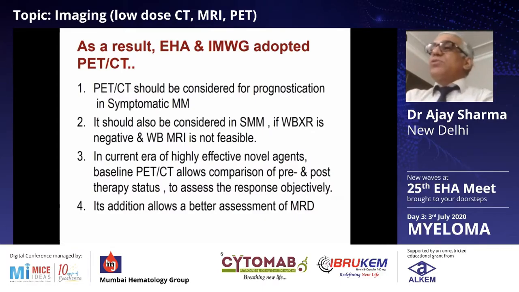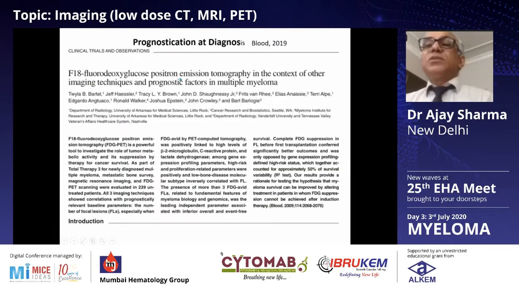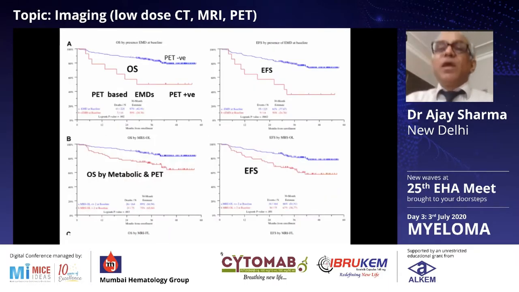It can be used in the prognostication of myeloma, to determine the prognosis at diagnosis as well as at the time of relapse. Next slide, please. And it has been prospectively studied, as shown by the study in the next slide. This study, which is very recent, looks at prognostication at the time of diagnosis. Next slide, please. As you can see in the next slide, there is the presence or absence of extramedullary disease at the time of diagnosis.